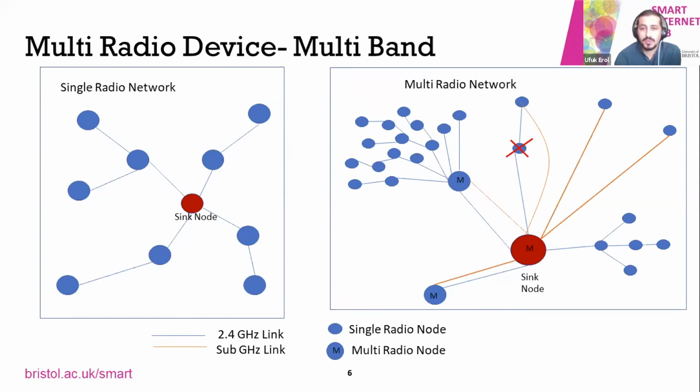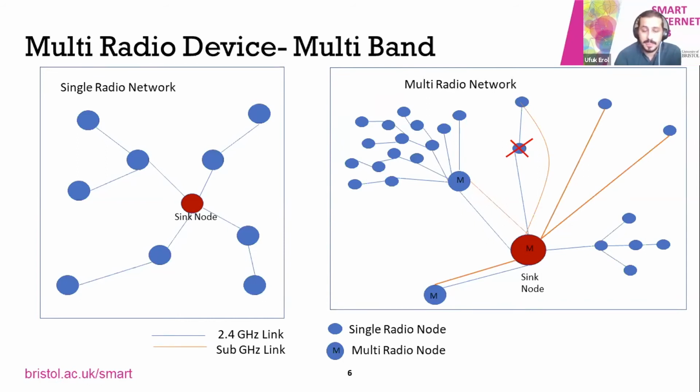I combine 2.4 gigahertz and sub-gigahertz in a single node to give extra capability to the node itself. As you can see on the upper left-hand side, on the multi-radio network, the network can have multiple thousands of nodes that can connect to the backhaul node, which can process the information to the sink node, which is kind of the backhaul part of the network. So it can use two bands, 2.4 gigahertz and sub-gigahertz links.